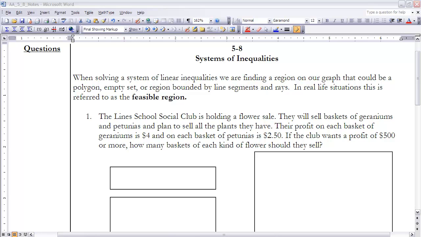When we're solving a system of linear inequalities, what we're really doing is finding an area or a region on the graph, and that region could end up being a polygon. It could be an open area that's just bounded by line segments and rays, or it could even be an empty set. But generally speaking, it's going to be a set of points, in a lot of cases an infinite number of points that can be represented by a region on a graph. In real life, we generally refer to this as a feasible region.